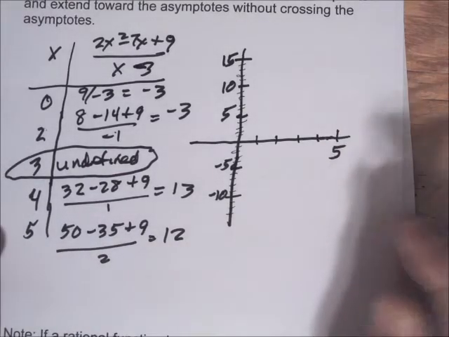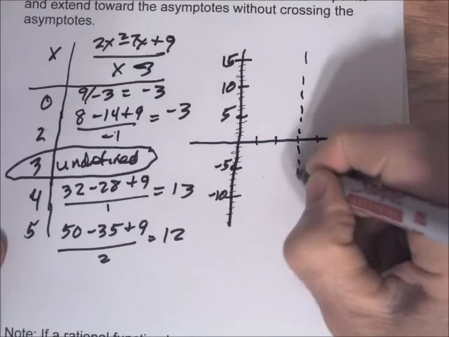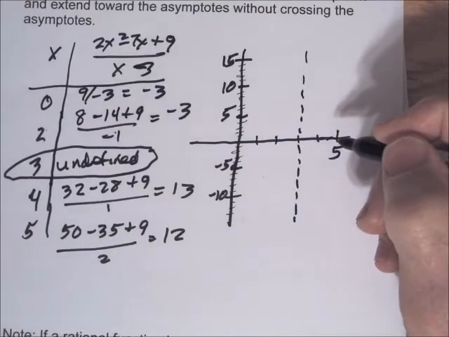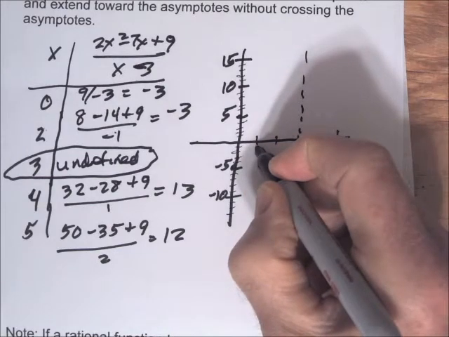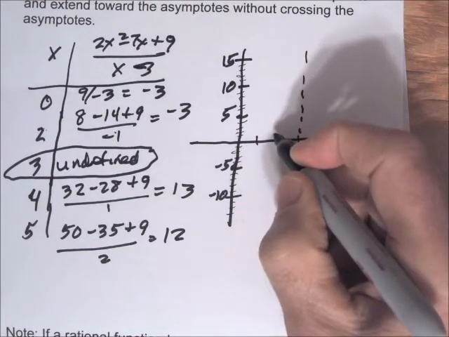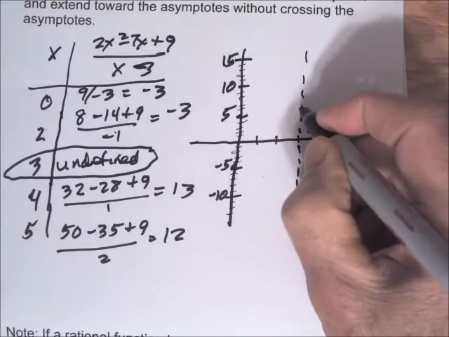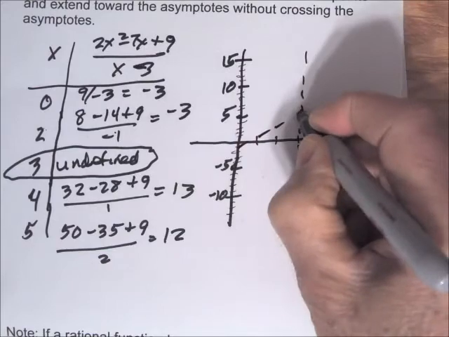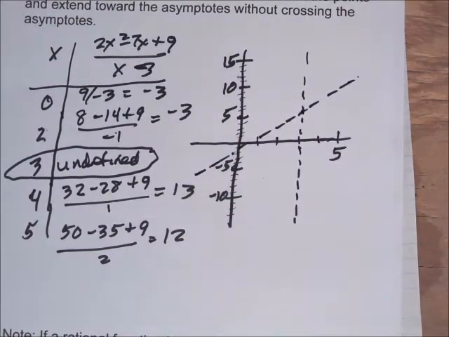We have a vertical asymptote at x equals 3, so I'll put that in here with a dotted line. And then we have a slanted asymptote, y equals 2x minus 1, and so the y-intercept there is negative 1, and the slope is 2, so if you go over 1, you go up 2. If you go over 3, you go up 6, so that's about right here. And put that in with a slanted dotted line. So those are the asymptotes.